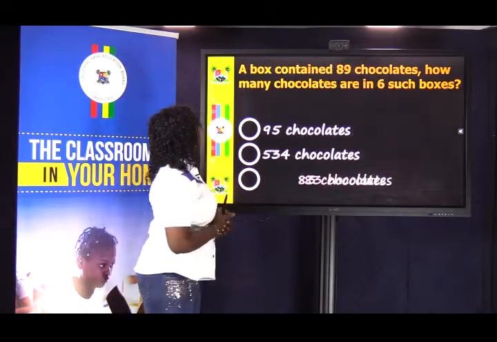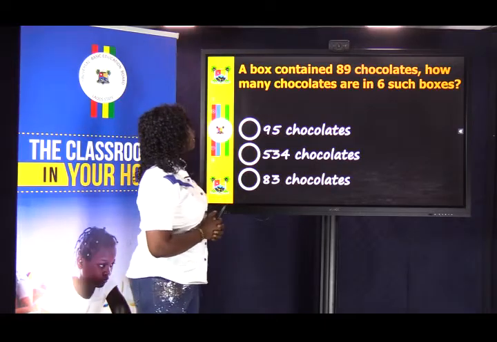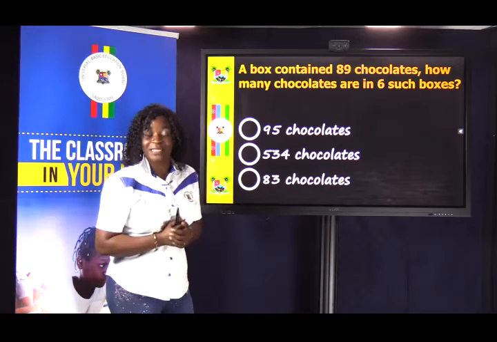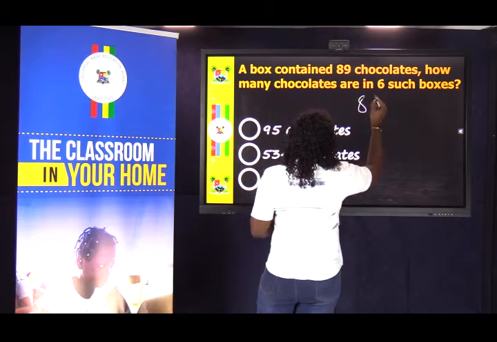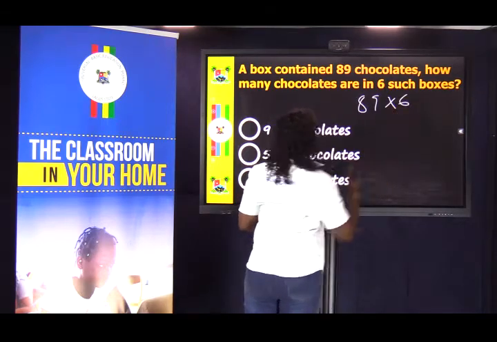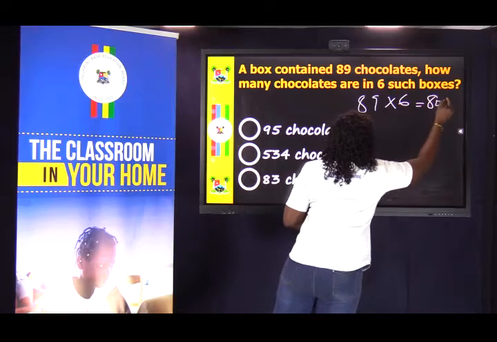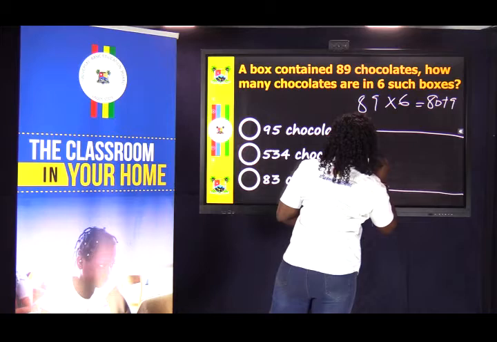Yes. A box contained 89 chocolates. How many chocolates are in 6 such boxes? How do we know how many chocolates are in 6 such boxes? So simple, you say 89 times 6. Yes. Remember, you expand your 89, you have 80 plus 9. Then you draw your table for your grid method.